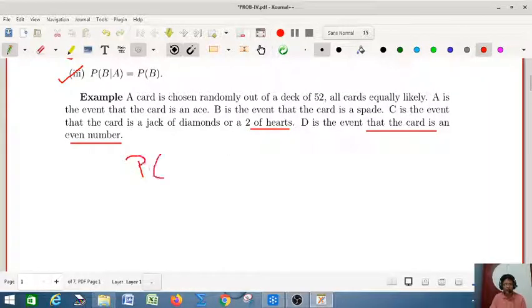Let us now find out the probability of A intersection B. What is the probability of A intersection B? That is, what is A? First you observe A is the event that the card is an ace, right? And there are 4 aces. Ace means this one, which is sometimes called tekka in colloquial language. And B is the event that the card is a spade. So there are 13 spades.